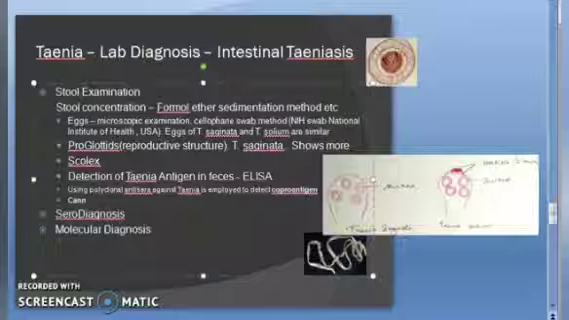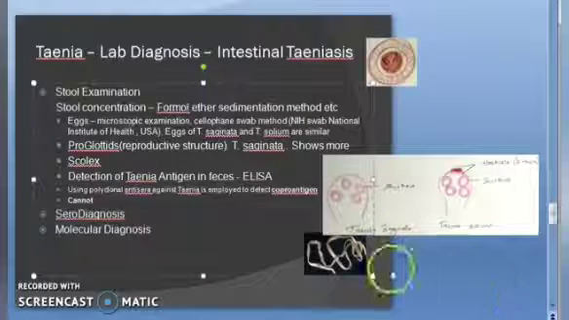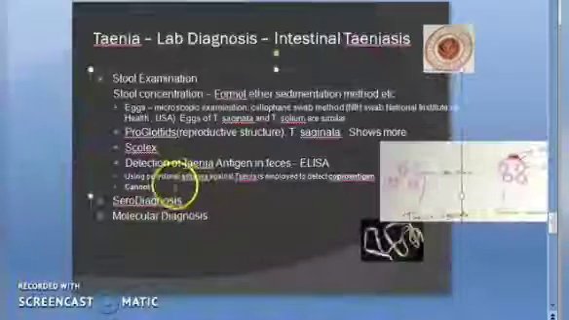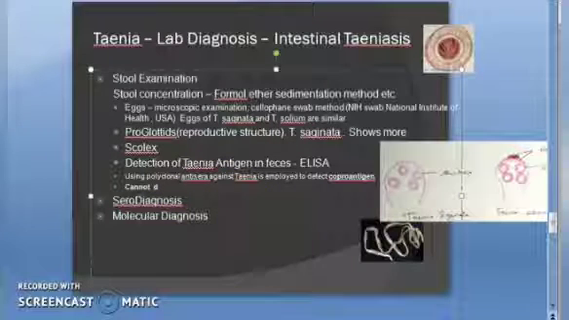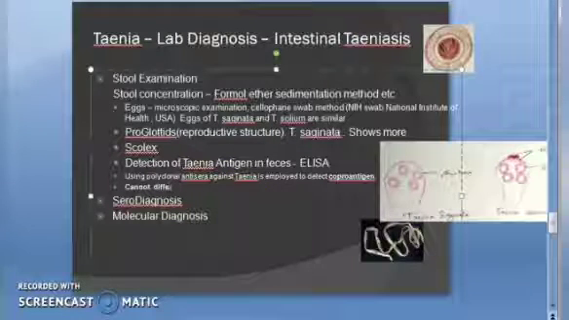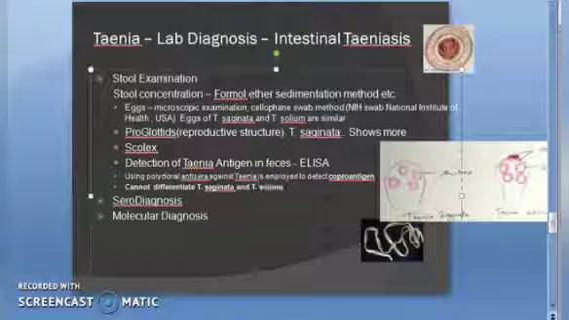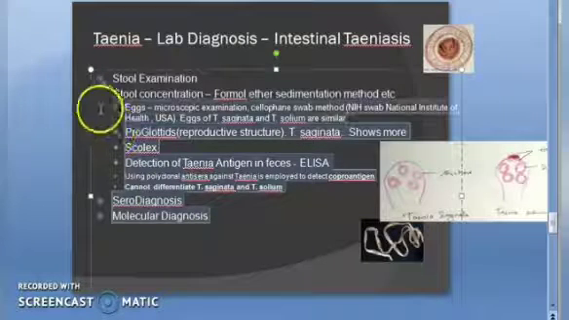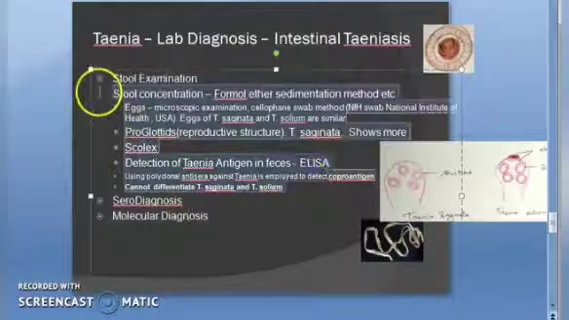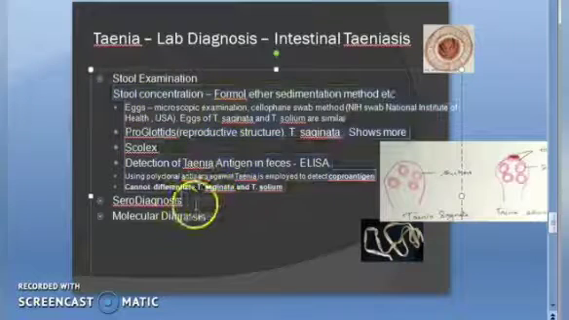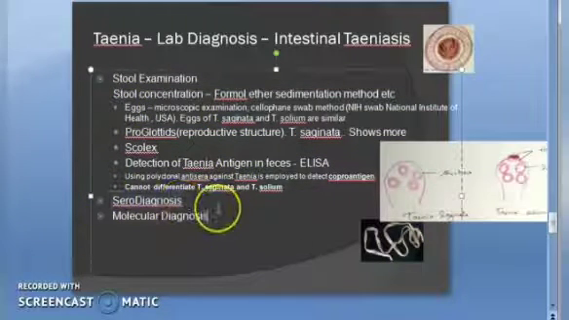Cannot differentiate. I think it's too small and you are not able to see, right? Cannot differentiate Taenia saginata and Taenia solium. If they could differentiate, they would have told us what the differentiating features are. So we are done with the stool concentration now. Let us move on to serodiagnosis.